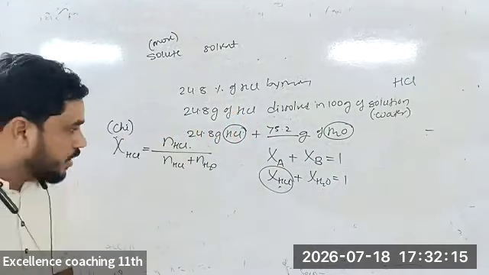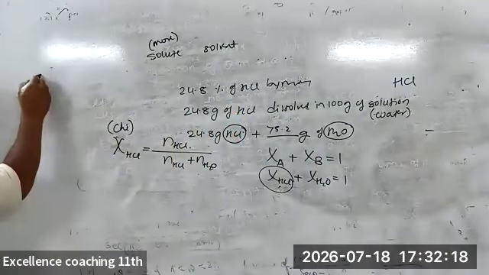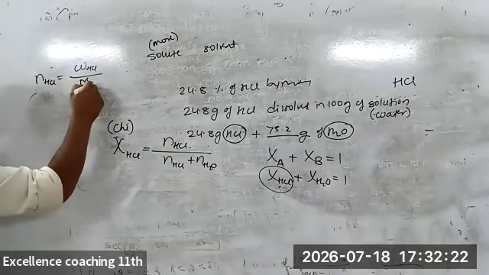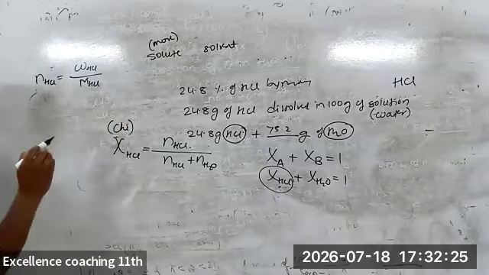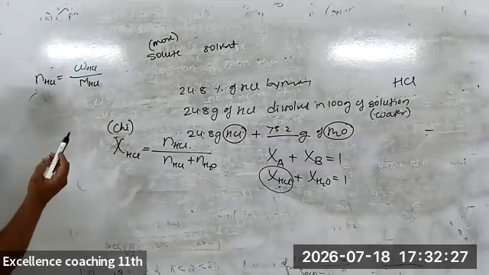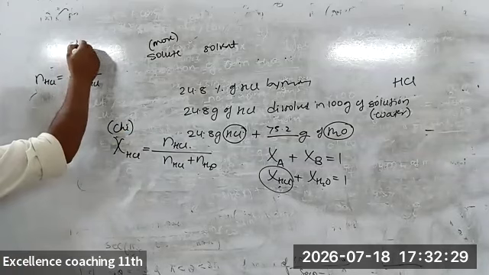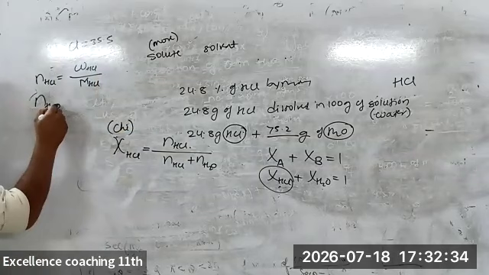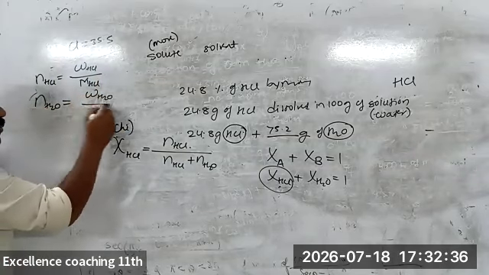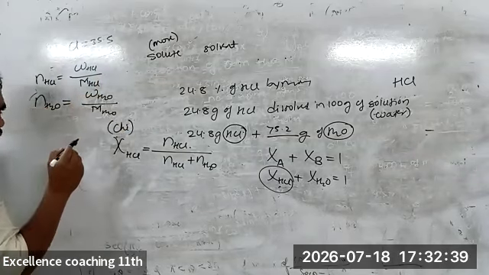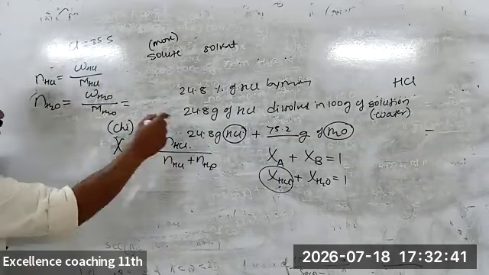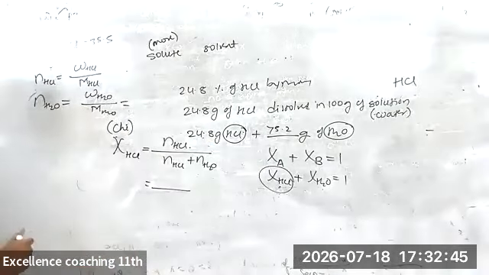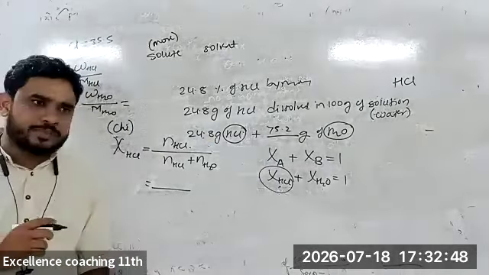Yes or no? So what is the formula for number of moles of HCl? Mass of HCl upon molar mass of HCl. Mass of HCl we know. Molar mass of HCl we can find: chlorine atomic mass is 35.5. Number of moles of water will be mass of water upon molar mass of water. Mass of water we already know. Molar mass of water we can find. Substitute this, you will get mole fraction of HCl. What is the unit for mole fraction?